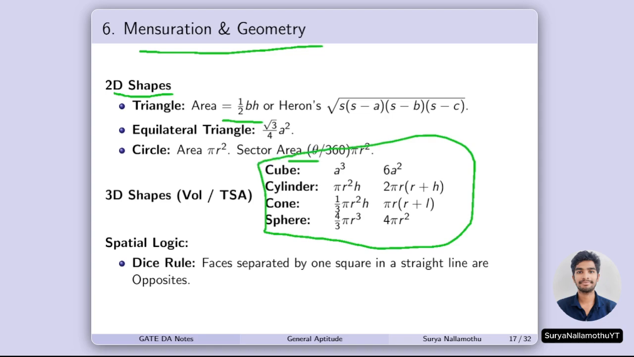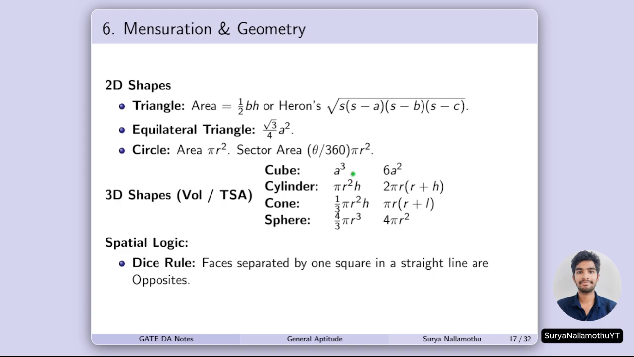The formulas. The volume of the cube is a cube. The TSA of the cube is 6a square. Here you observe volume and TSA. TSA is nothing but total surface area, and volume we know for the cube. So here the formula is volume of the cube is a cube.